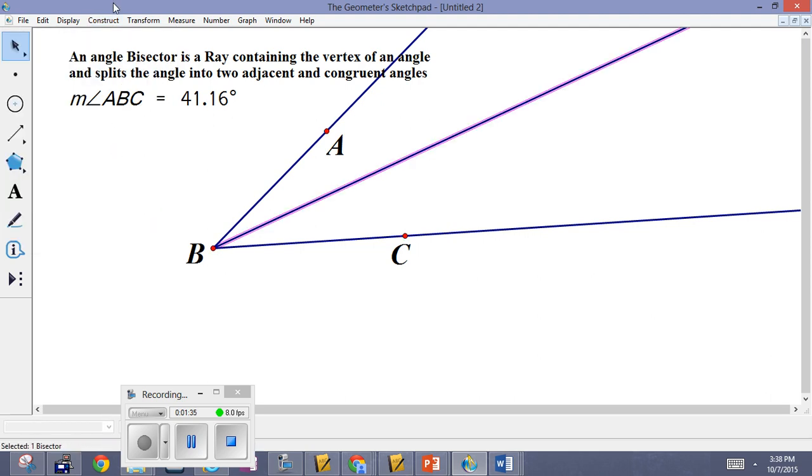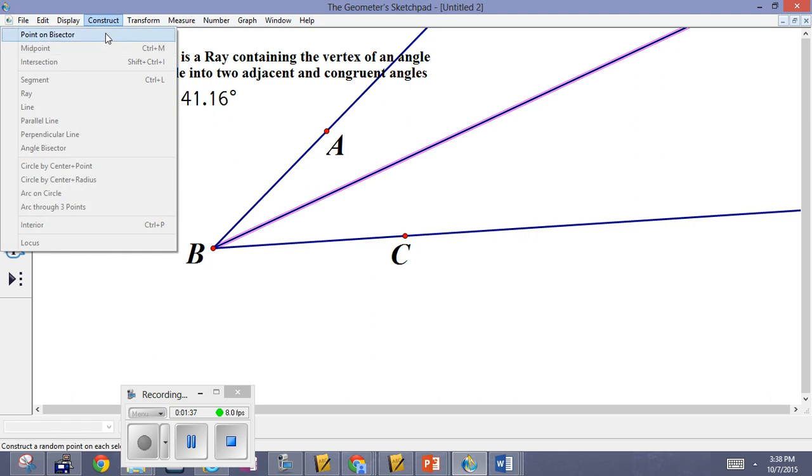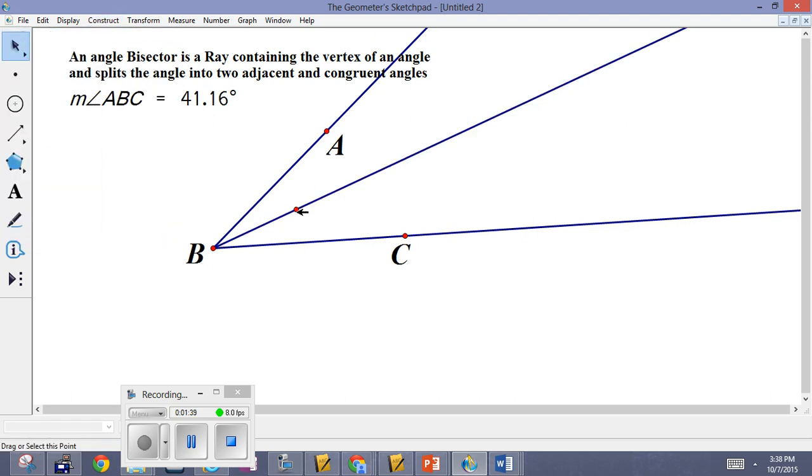We're just going to put a point on there, which is going to be able to move around, and we're going to label that point. Now you should see that the two new angles formed are adjacent because they share the common vertex B, and they share the common ray BD, but they're also congruent. So, of course, we'll measure that.